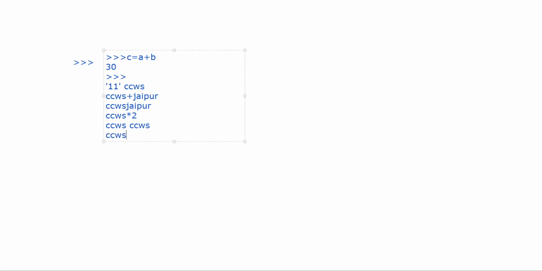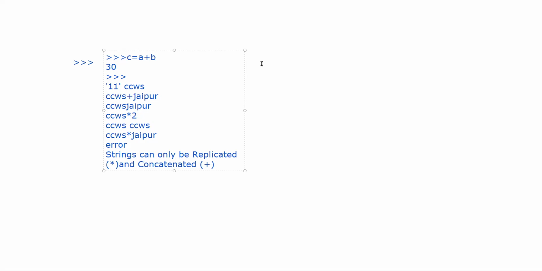But if you are writing CCWS multiply by Jaipur, then it will be an error, because two strings can only be replicated or concatenated. Okay, I'm writing over here the name of this procedure. So strings can only be replicated and concatenated. Okay, concatenation will be done by the symbol plus, and replication will be done with the help of your exponent symbol. And while replicating, you know that you have to multiply.